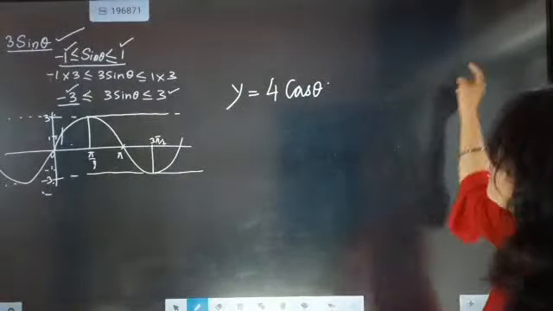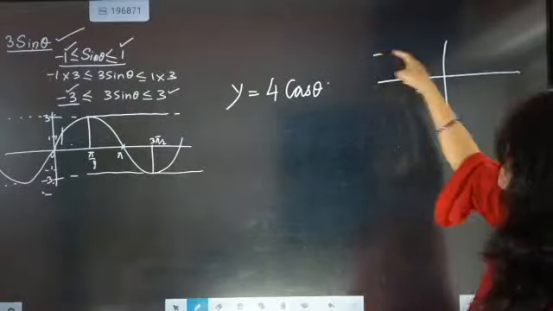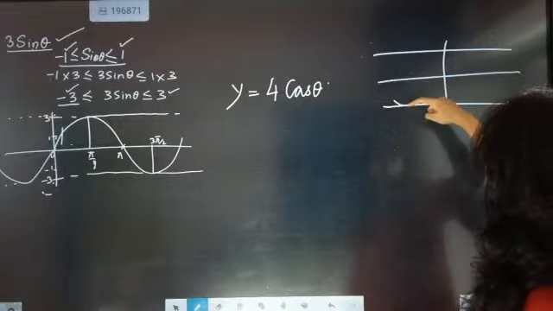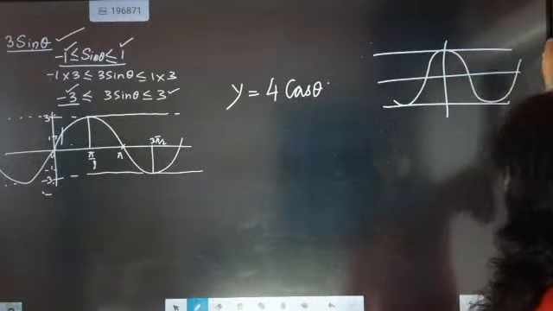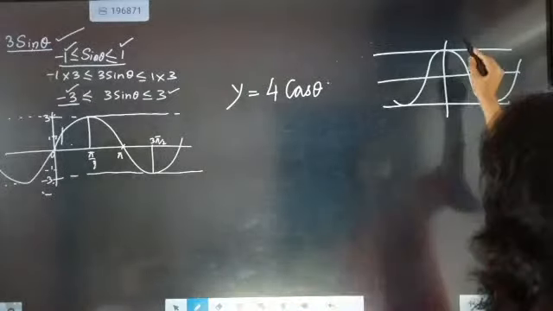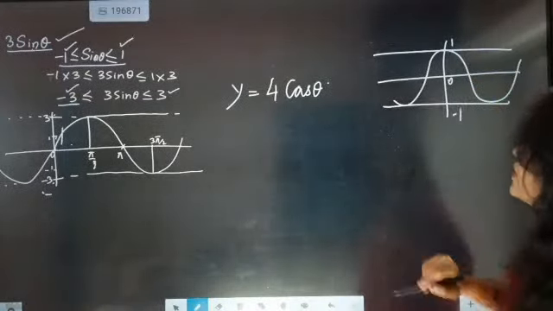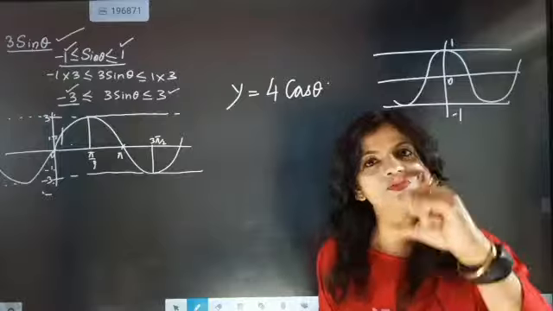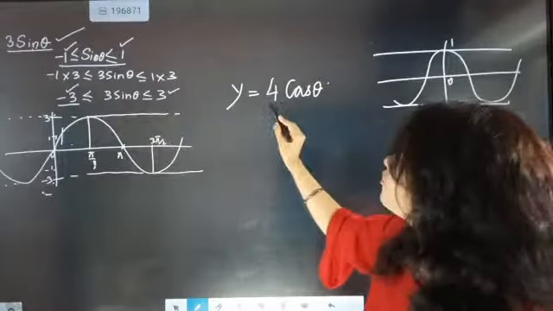So first, in rough, you draw this one. You know that you are going to draw like this because cos of 0 is 1. So the maximum value will be coming as 1, 0, minus 1. So 100% it is going to come from 0 to 1. But here 4 is there.